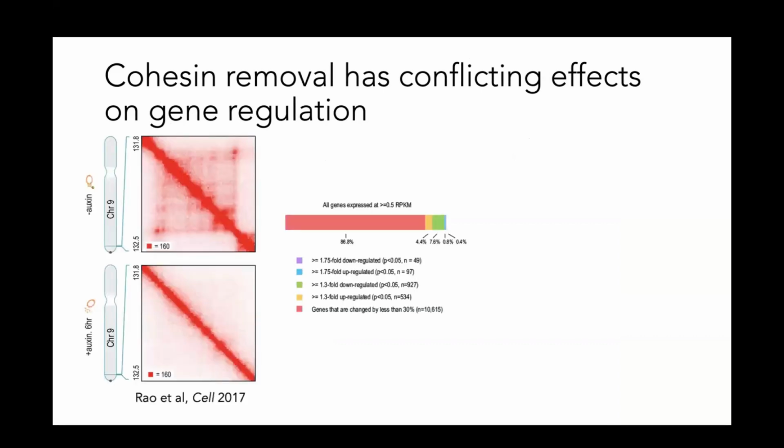And so while we've learned a lot about the factors that contribute to how structures like loops form, it's been very confusing trying to relate this back to the idea of chromatin looping as a model for enhancer gene regulation, because the effects are quite contradictory. In this paper from Erez Lieberman Aiden's lab, they used auxin to rapidly deplete RAD21. You essentially eliminate all loops and TADs in the genome. But if you look at what genes change, only a tiny fraction of genes actually change in response to this acute cohesin depletion.